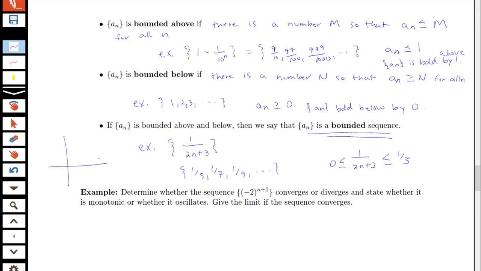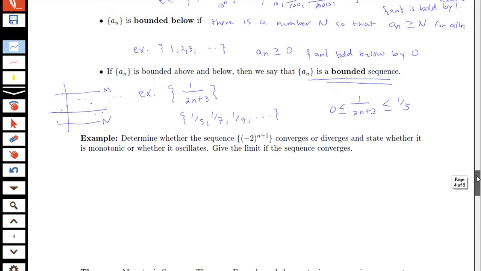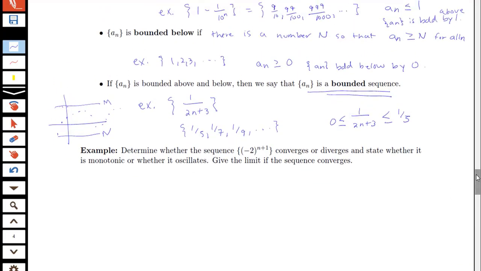In pictures, we think of a bounded sequence as staying between some number m and some number n. The sequence might oscillate, it might increase, but it has to stay between these two values. So it can't get too big and it can't get too small if it's a bounded sequence. Let's look at one example where we practice applying these different terms.